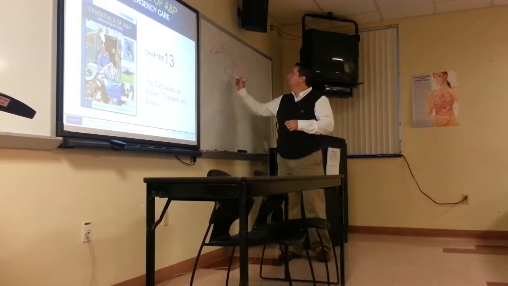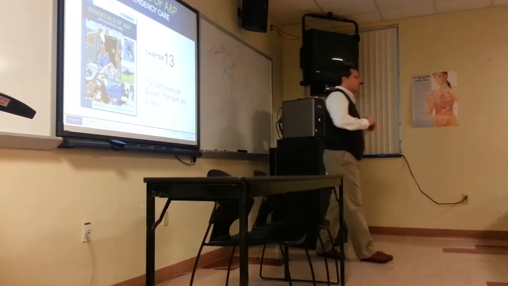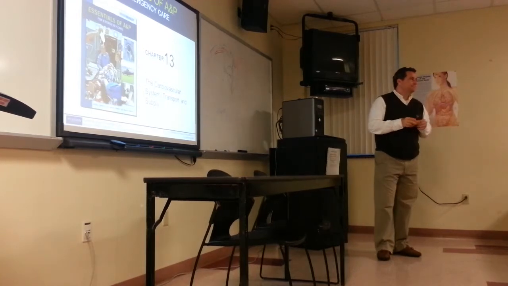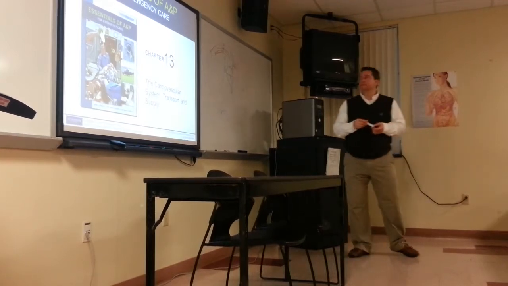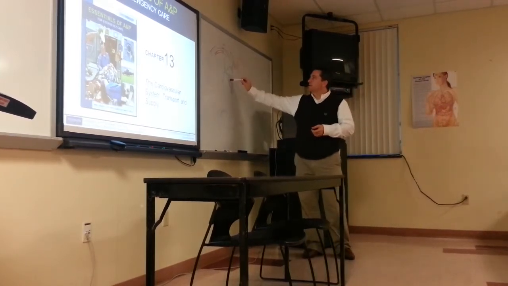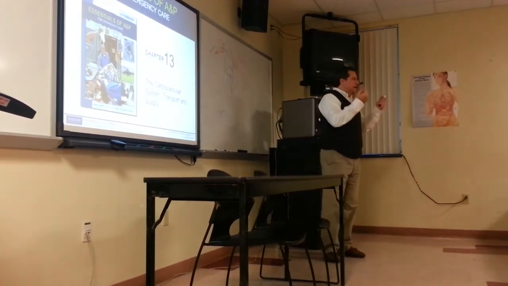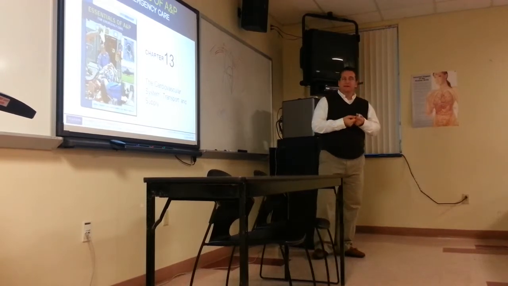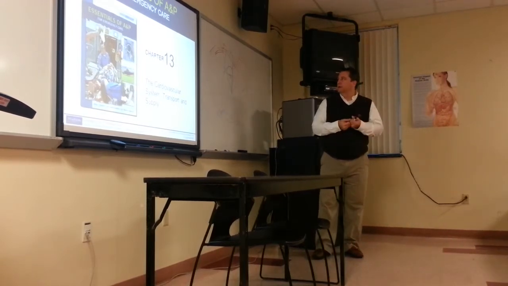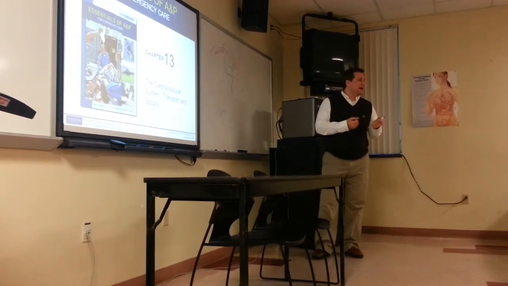This valve right here has 3 leaflets. So we call it the tricuspid. It has 3 cusps. It is going to allow blood to move from the right atrium into the right ventricle, and then it will snap shut. It has connected to it these little tendons called chordae tendineae, which are attached to the muscular wall of the ventricle itself. That helps to stabilize these flaps, these cusps.